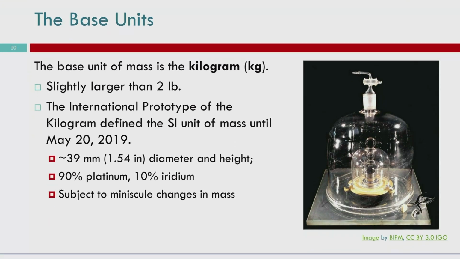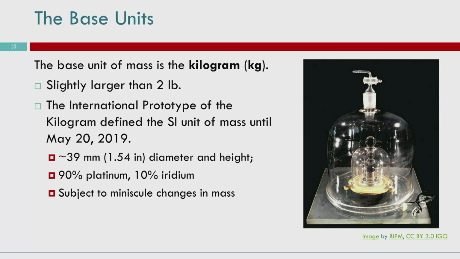Our base unit for the kilogram used to be based on what you see in the picture here. It's not the glass bells, it's the little piece of metal inside. The kilogram is slightly larger than 2 pounds, I think about 2.2 pounds. The international prototype of the kilogram defined the SI unit of mass until May of 2019. It's about 39 millimeters diameter and height, so about 1.5 inches, relatively small.